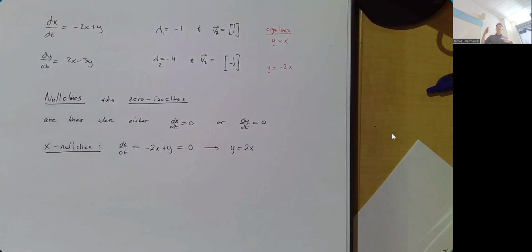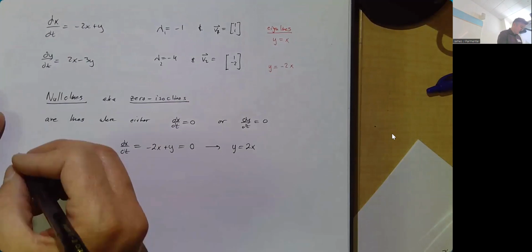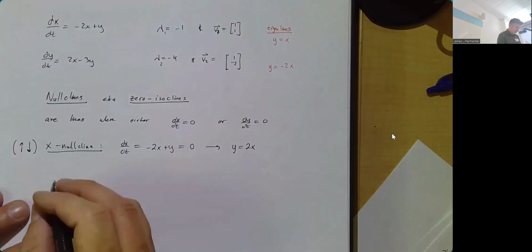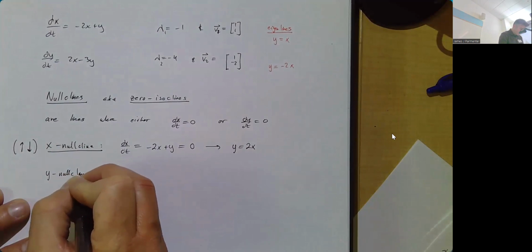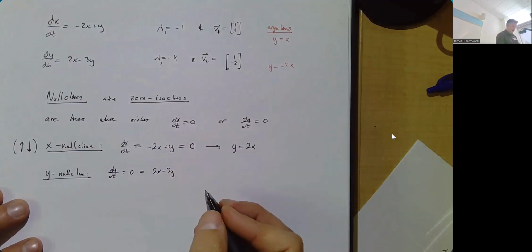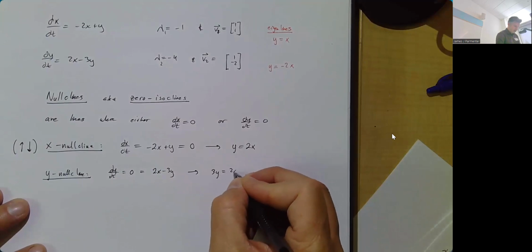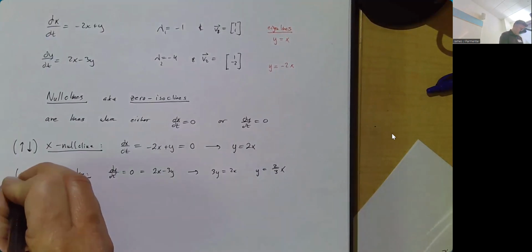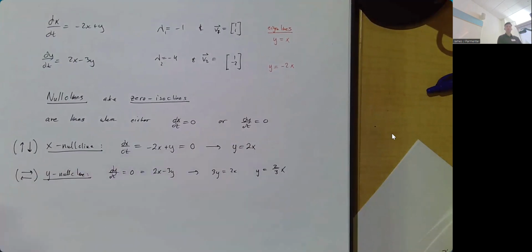So what that means is, on that line, all the arrows can't point left or right, because the change in x is 0. So there's no leftward movement, there's no rightward movement, there's only up and down movement. So on the x nullcline, you only get up and down arrows. And similarly, on the y nullcline, which we get by setting dy/dt equal to 0, if I solve for y to make it easier to graph, I've got 3y equal to 2x, or y equal to 2/3 x. Along that line, all my arrows have to be pointing fully left or fully right, because there is no change in y if dy/dt is equal to 0.